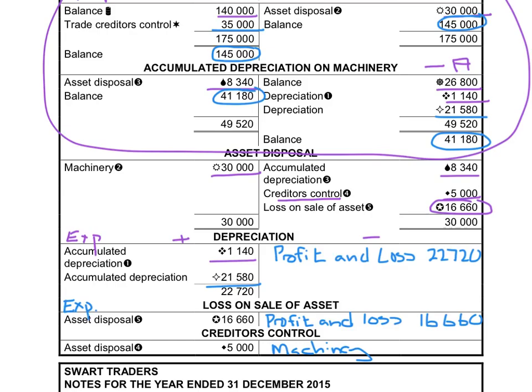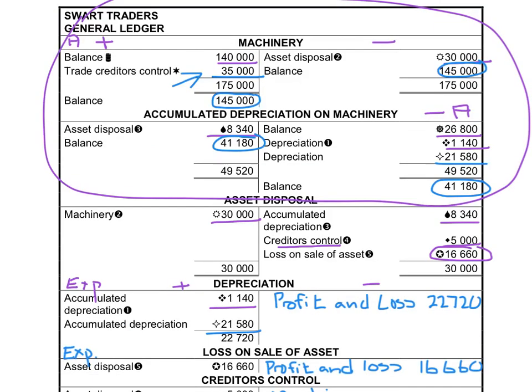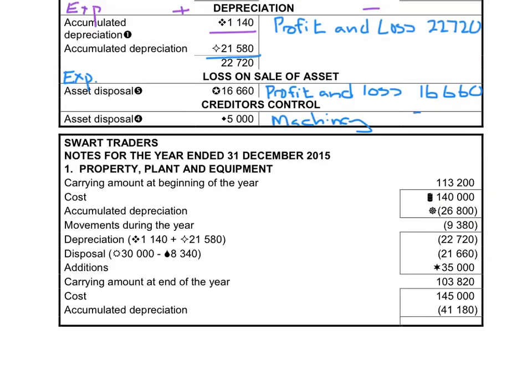The machinery increased with 35,000, so we increased machinery on the debit side with 35,000, and we will credit our creditors control with 35,000. That means we credit the creditors control with the total value of the machine that we purchased, and we subtract the 5,000 trade-in value to indicate that we only owe 30,000 to the creditors.